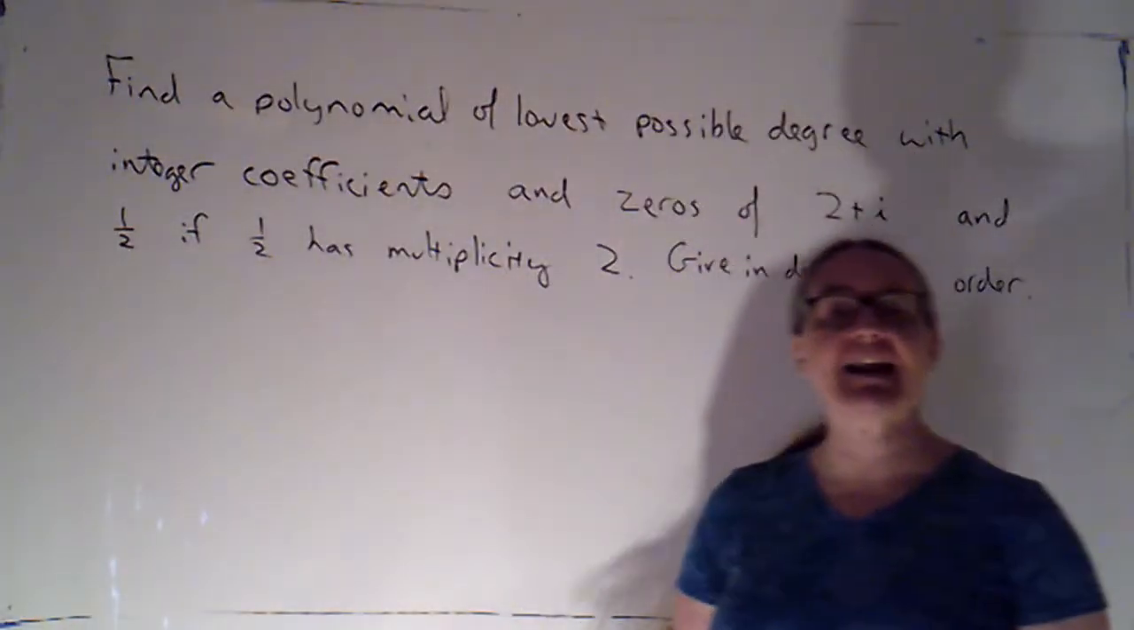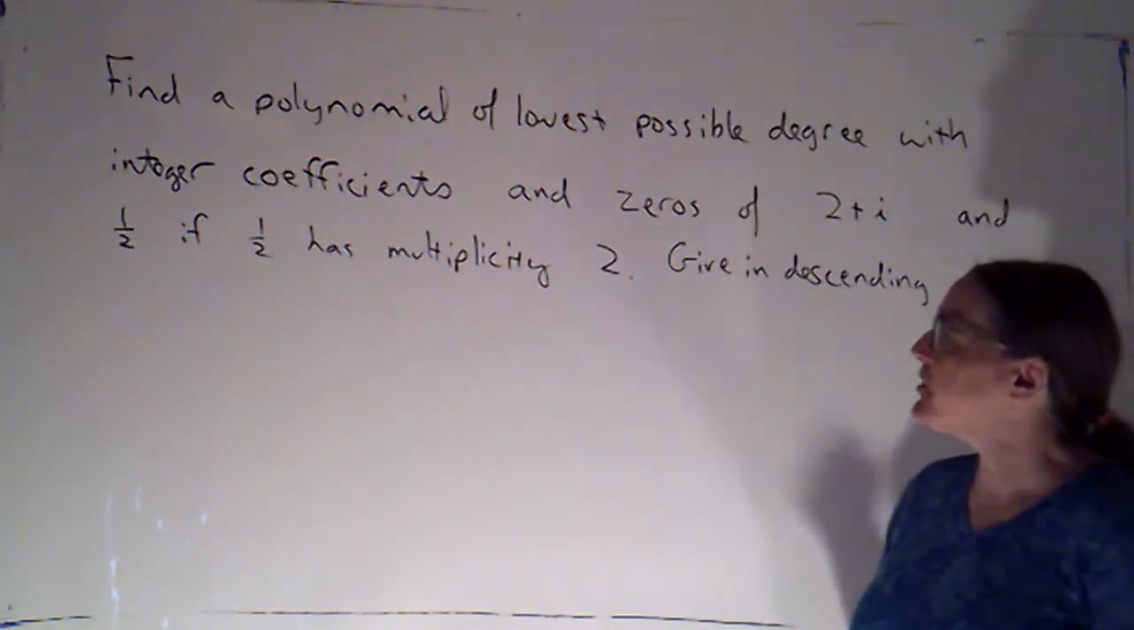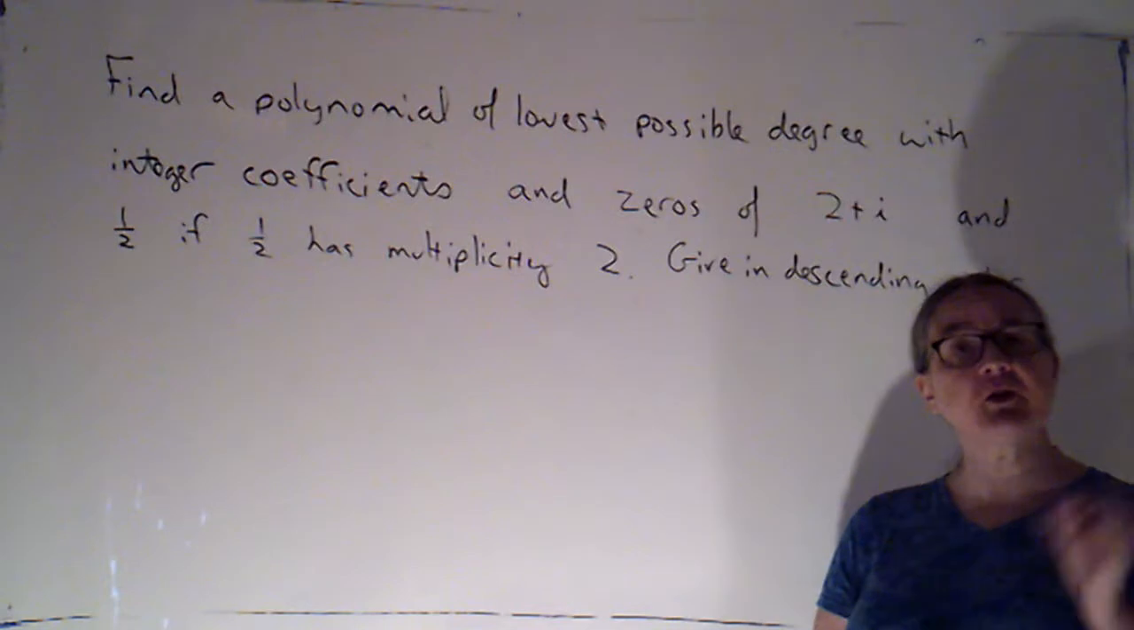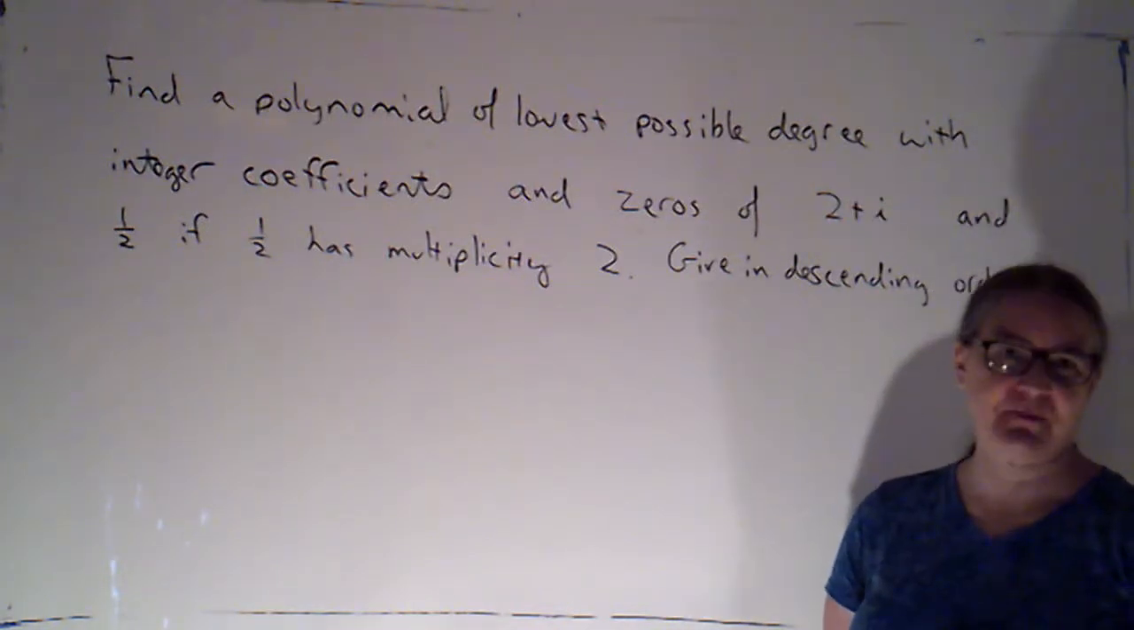In this section, just like in the last section, some of the homework is going to ask you to construct a polynomial that satisfies certain conditions. So this is going to be partly review, but we've got a little bit more information now, because in the last section we hadn't yet learned the conjugate pairs theorem.